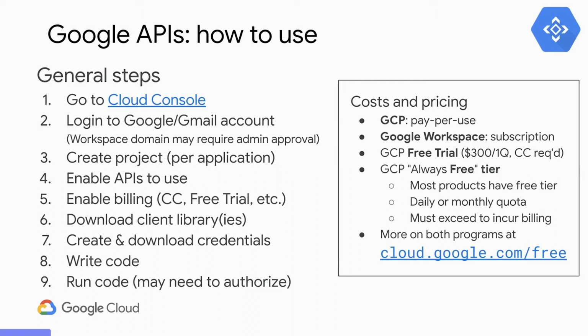After you turn on billing, you'll download any requisite client libraries you're going to use. Then you have to create and download your credentials, because all of our APIs require some sort of credential. You write your application and then you run it. And if you are selling it or making it available to other users, they may need to authorize your application to get access to their data. All right, so that's roughly how you would use our APIs.